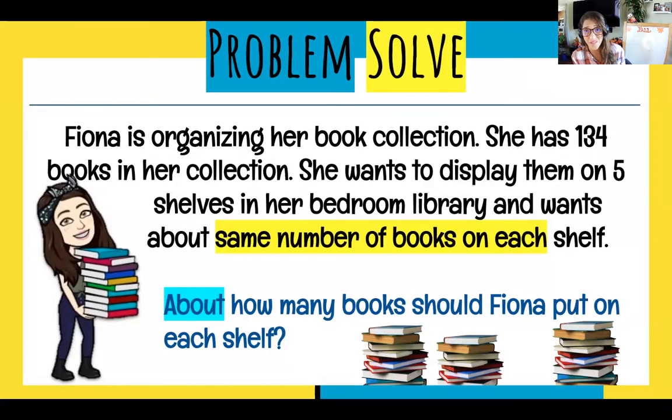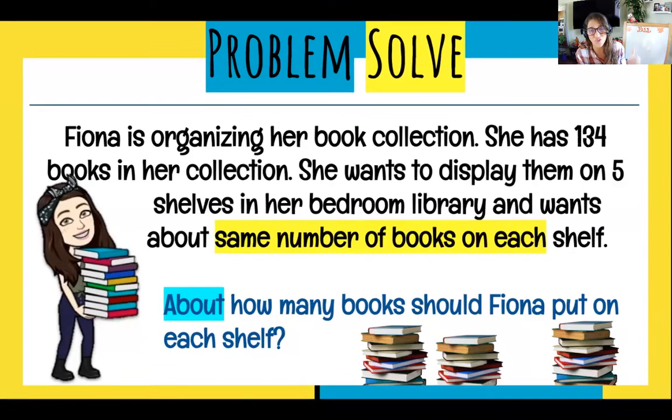She wants to have an equal amount. So it's not like we're going to have one shelf with 1 book and another shelf with 2 books and another shelf with 3 books. She's trying to make a nice, neat bookshelf. So she's got those 134 books. She wants to make sure that each of her shelves has the same amount. But right now, she's not worrying about the specifics. She's just trying to get an idea in her head so she can start breaking up those books. So she's looking for an estimate.